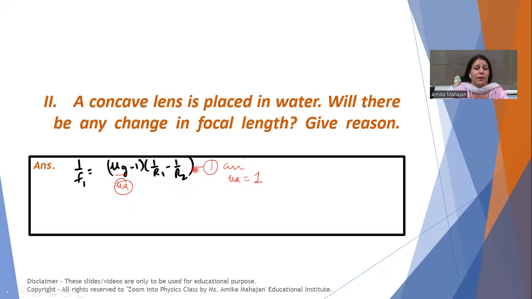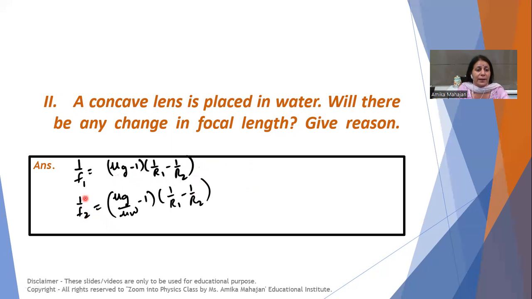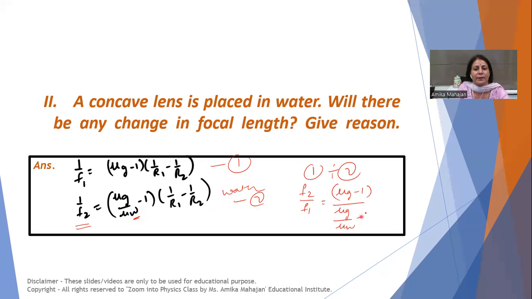This is first part. Now, if I place this lens in water, then new focal length will be 1 by f2 equal to mu g by mu w. Now medium is water. So it will be mu g by mu w minus 1 into 1 by r1 minus 1 by r2. This term will remain same because I'm talking about same lens, one in air and second time in water. So when I divide this 1 by 2, what I get? f2 by f1 equal to mu g minus 1 upon mu g by mu w minus 1.